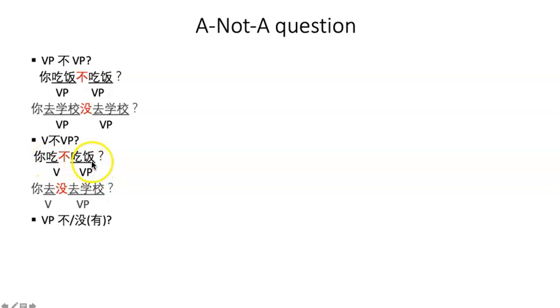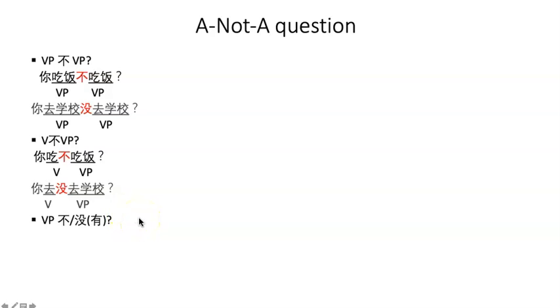你吃不吃饭? In the second instance, 你去没去学校? So 去 is the verb, and 去学校 is the verb phrase, the verb followed by the direction or goal, where. So this is the whole verb phrase. In the previous case, 你去学校没去学校, the entire verb phrase can be repeated before and after 没. And in the second pattern, only the verb appears before 没 and the entire verb phrase appears after 没. 你去没去学校? That's acceptable as well.